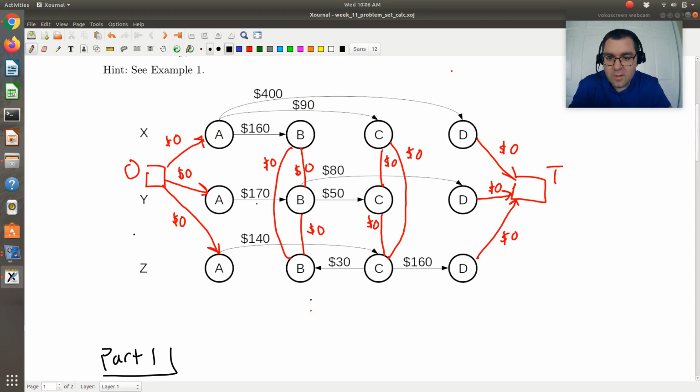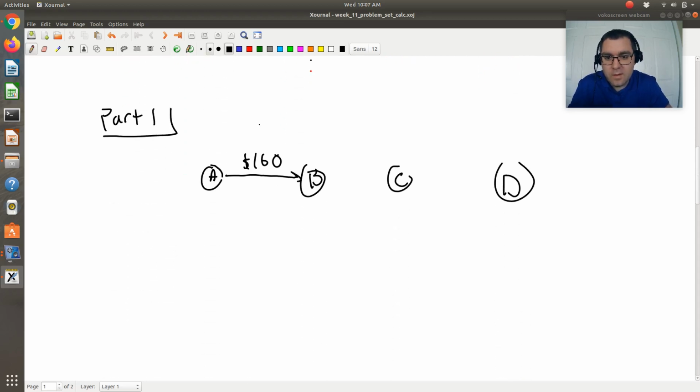Now let's look at A to C. The only routes from A to C are on airline X, where that route is $90, and airline Z, where it's $140. Again, if I had to choose between two routes from A to C, I'm going to choose the one on airline X every time because it's cheaper. So from A to C, I'm just going to draw my single route, which is $90.